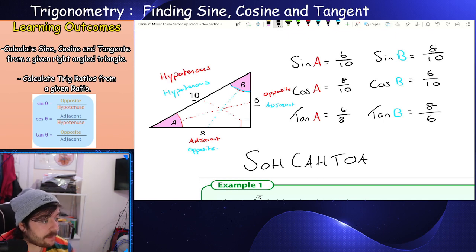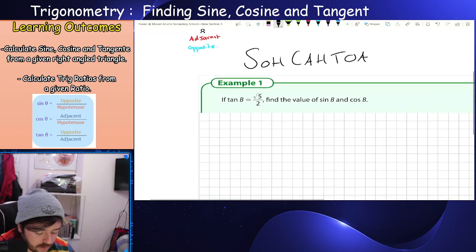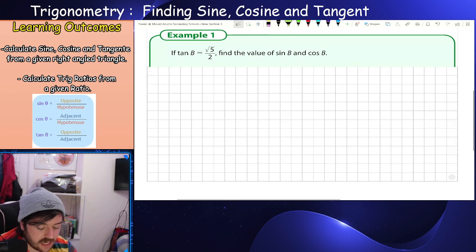Now, sometimes we might be missing a side on the triangle, so therefore we need to use Pythagoras' theorem, which we'll go into in our next example. Now, sometimes we are given a trig ratio. So we are given tan B is equal to square root of 5 over 2, and we want to find the value of sine B and cosine B. So how do we do that?